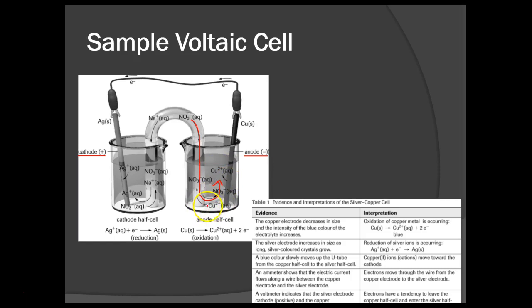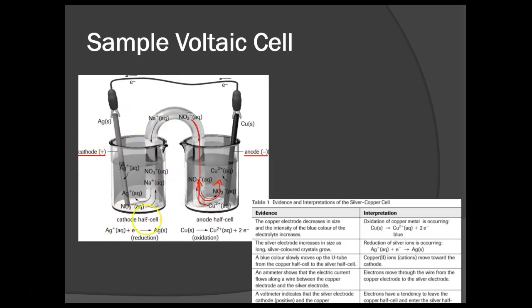The other thing that will happen is some of these copper ions will start to migrate into the salt bridge, removing some of the positive. So we're going to try to combat the buildup of positive on this side by adding negative and removing positive. I hope that makes sense.